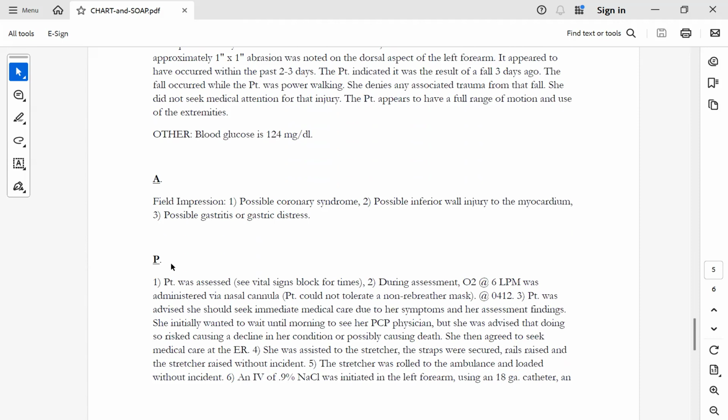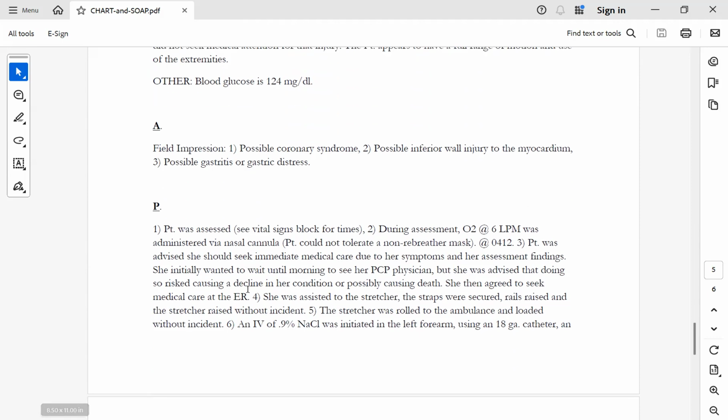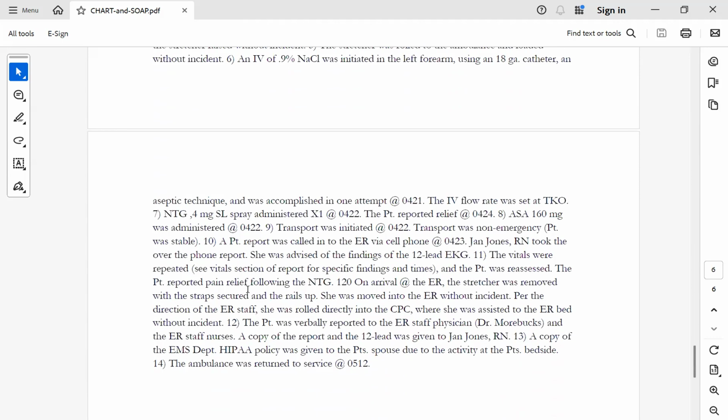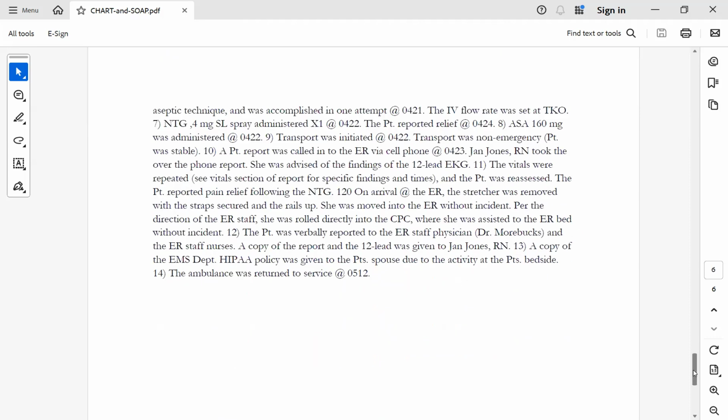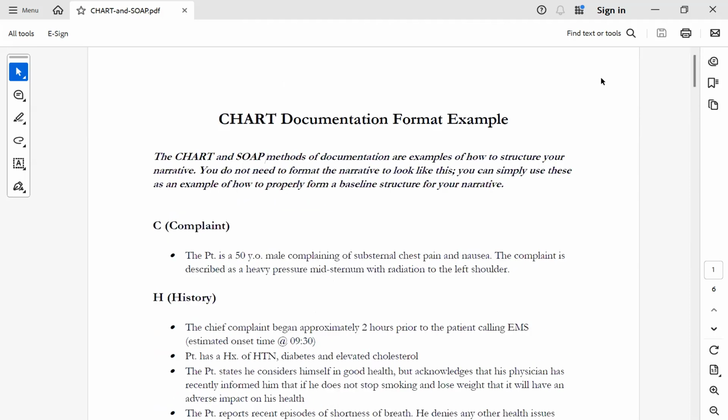So what did we do? Like our transport plan, our assessment plan. What did we all do for that patient would be the P part of that. So that is our SOAP and chart format. Kind of just examples for you guys to use to start out with if you're needing that for your narrative. Okay, so far so good.